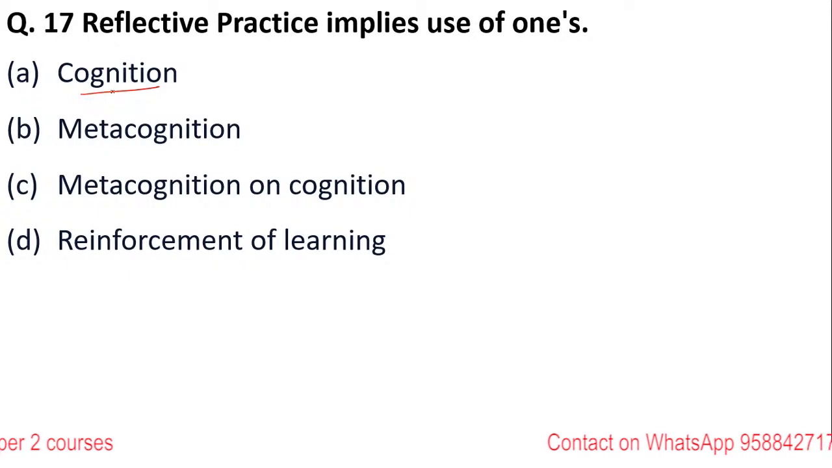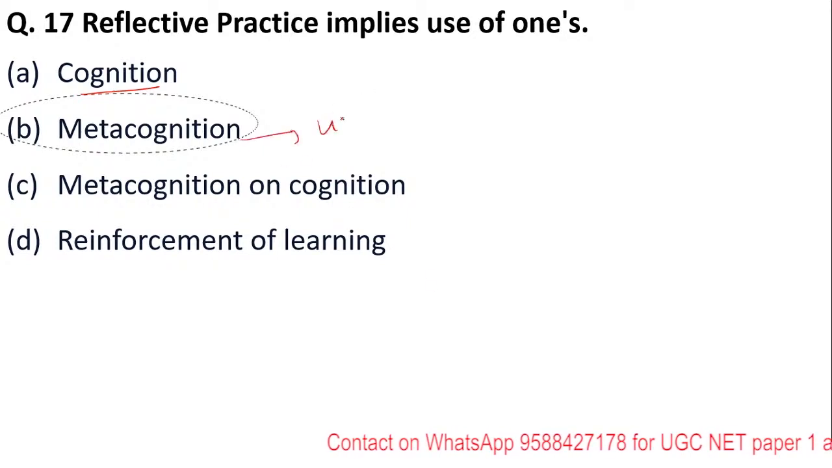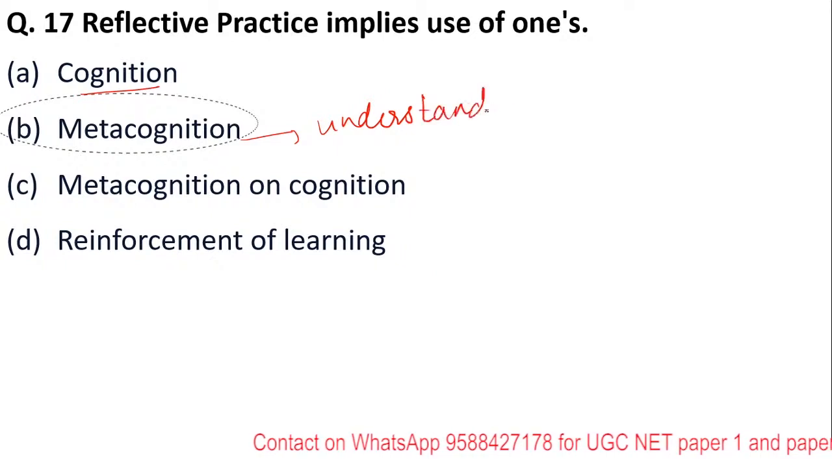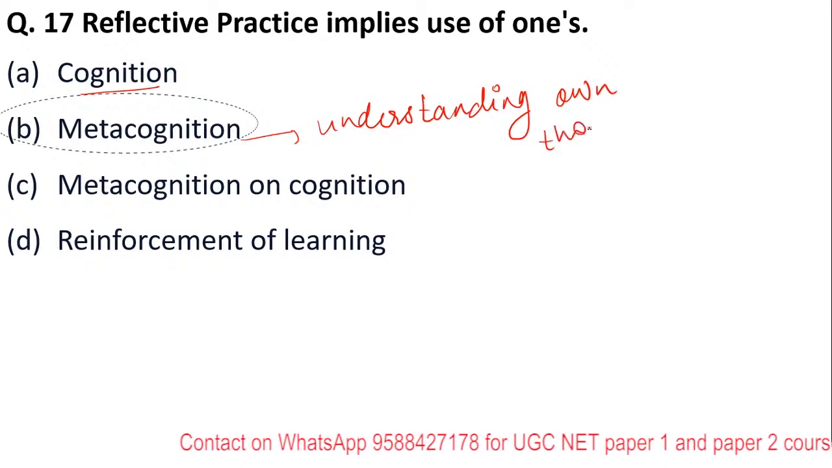Okay, here your right answer is option B. Metacognition means awareness and understanding of one's own thought. So here B is the right answer.